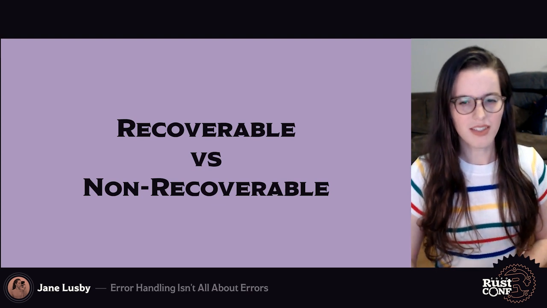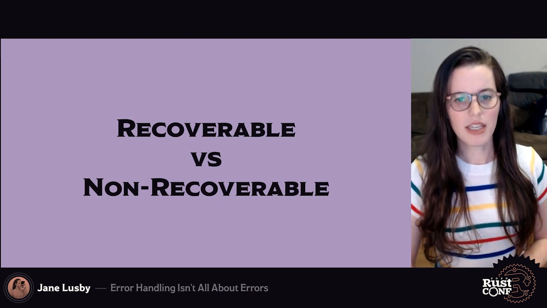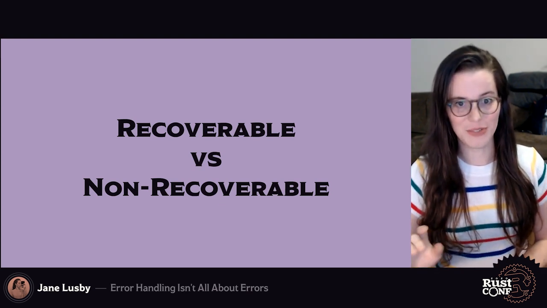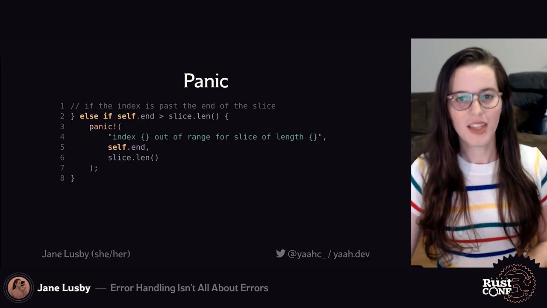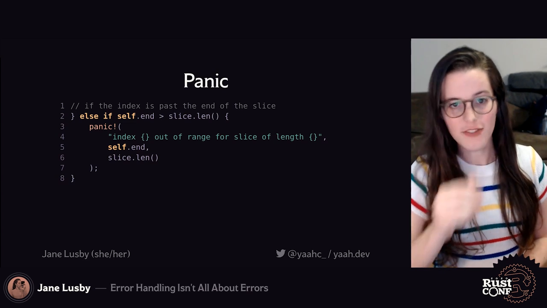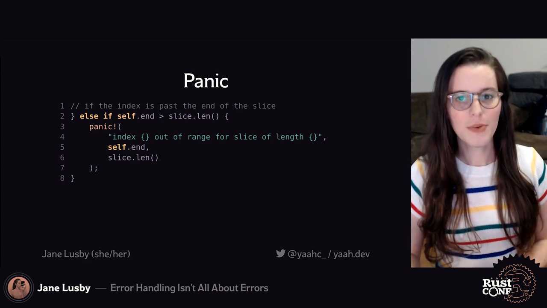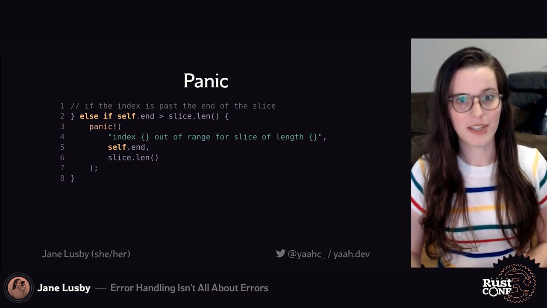But Rust doesn't have exceptions. Instead, Rust has panic for non-recoverable errors and result for recoverable errors. So, panic. Non-recoverable errors in Rust are created via the panic macro. Here we can see an example of an index out of bounds error.